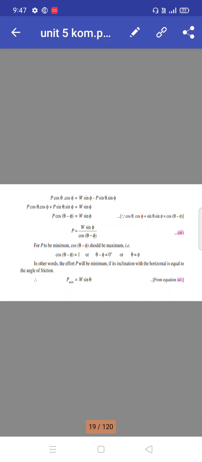For P to be minimum, cos of theta minus phi should be maximum, that is cos of theta minus phi is equal to 1. So theta minus phi is equal to 0 degrees, so theta is equal to phi. In other words, the effort P will be minimum if its inclination with the horizontal is equal to the angle of friction. So P minimum is equal to W sin phi.